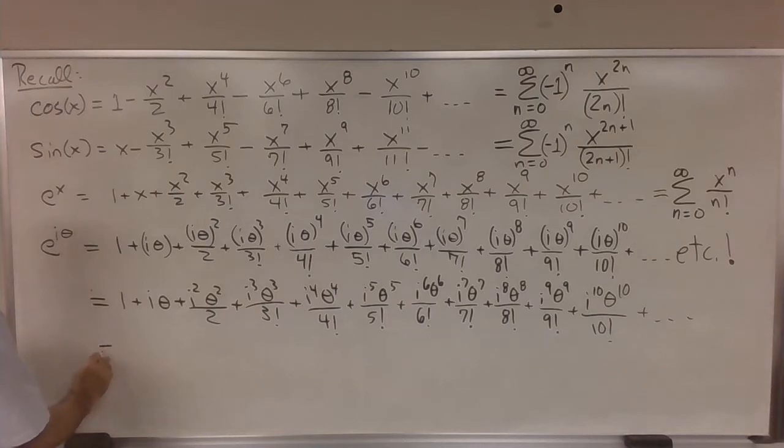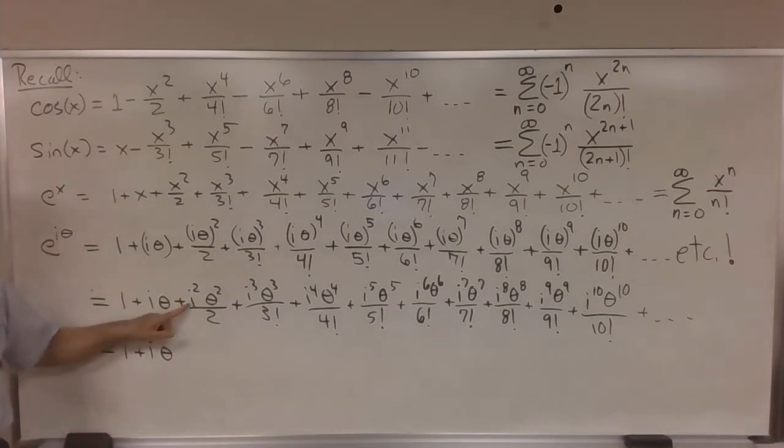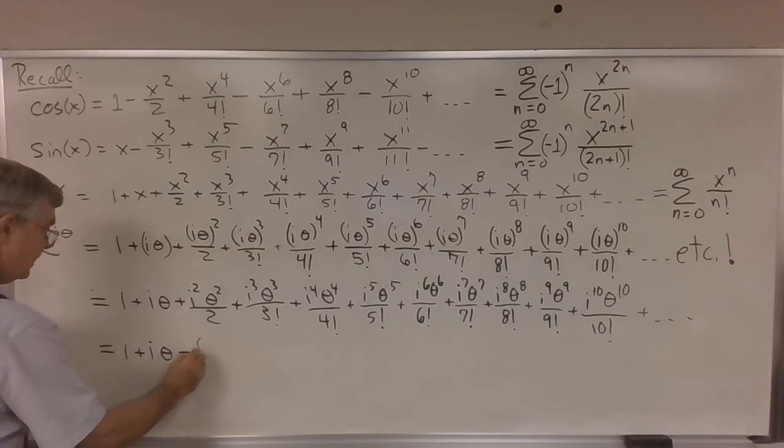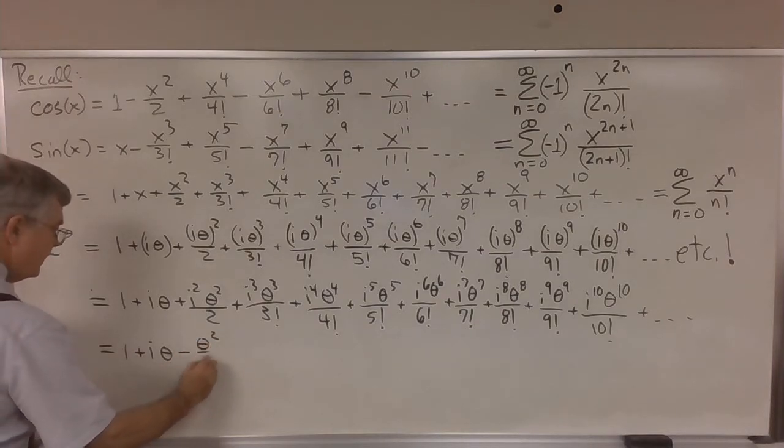Let's see, I have 1 plus i theta. Now, what do we get when we square i? Isn't i the square root of -1? So if we square i, we're going to get -1. So this is going to be negative theta squared over 2.